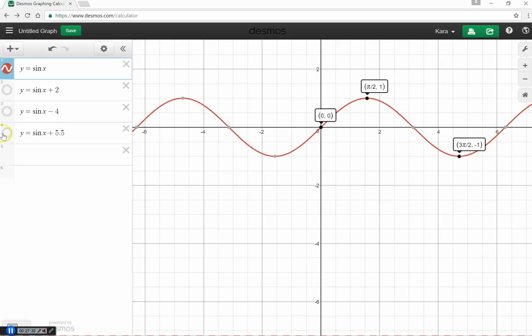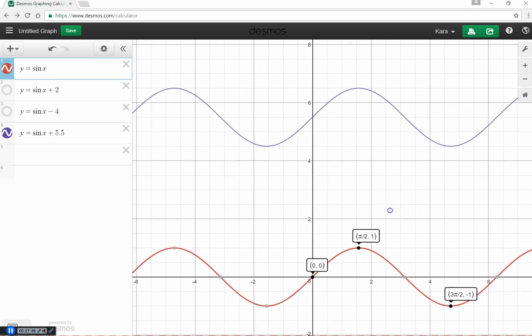So I just turn this off and turn this on. I shouldn't see it because that's not within my window. So if I scroll back, there it is at 5.5. So we were right about that too. So the amplitude hasn't changed. That is exactly the same. It's as if we lifted our graph up and placed it in this new position.